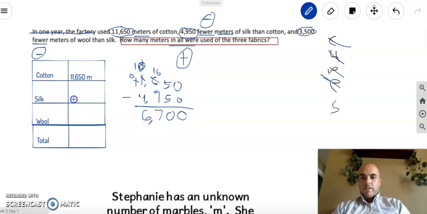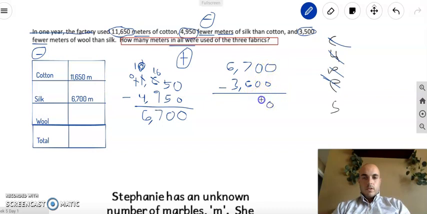So how many meters of silk do I have? I have 6,700 meters. Great. Now let's do wool. So we have 3,500 fewer meters of wool than silk. So I'm going to subtract again. 6,700. I'm going to subtract 3,500 from it. 0, 0, 2, and 3. So 3,200 meters. That one was a lot easier than the previous one where we had to borrow quite a bit. 3,200 meters.